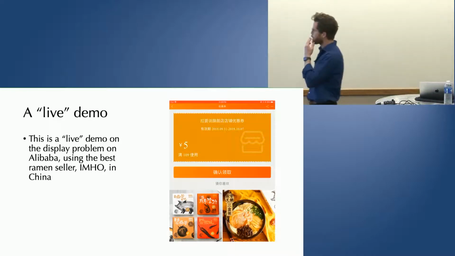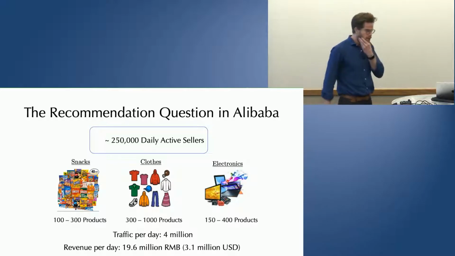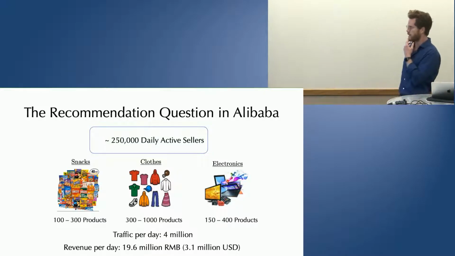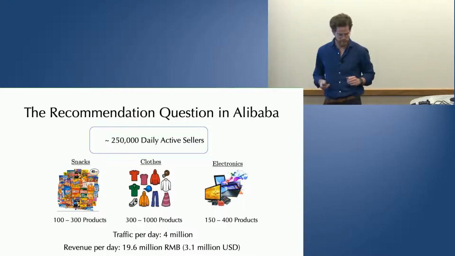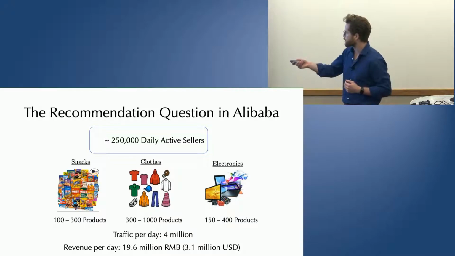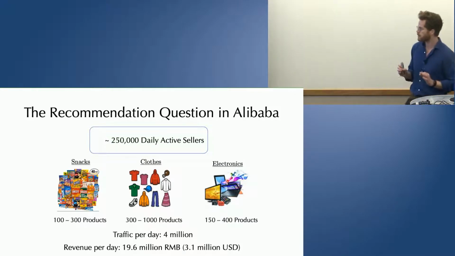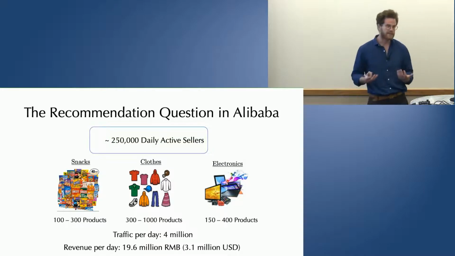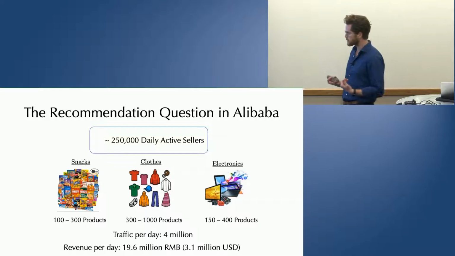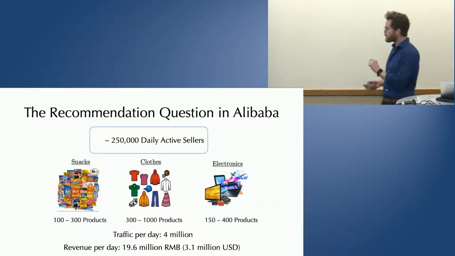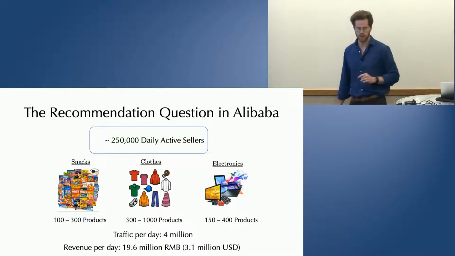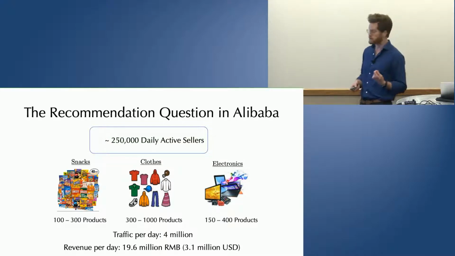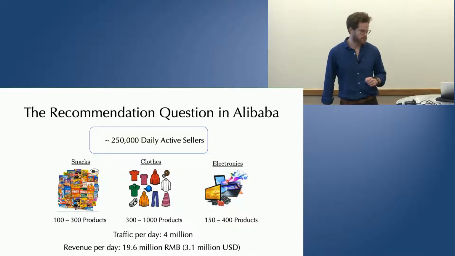To give you a sense of the scale of the problem, we're dealing with about 250,000 active sellers. The products they sell can be partitioned into 3 categories: snacks, clothes, and electronics. Here's the order of magnitude of the products that each of these sellers deals with. Even with just 100 products, how many 6-product displays are there? There's 100 choose 6, which is over 1 billion. So the optimization phase is certainly non-trivial. We see about 4 million customers per day of traffic, and within each day, about $3.1 million is influenced. So our week-long field experiment is going to influence over $20 million.